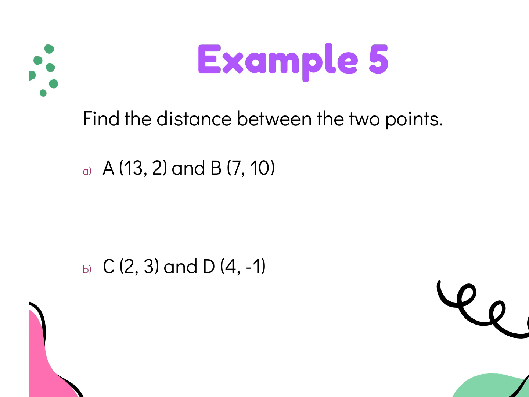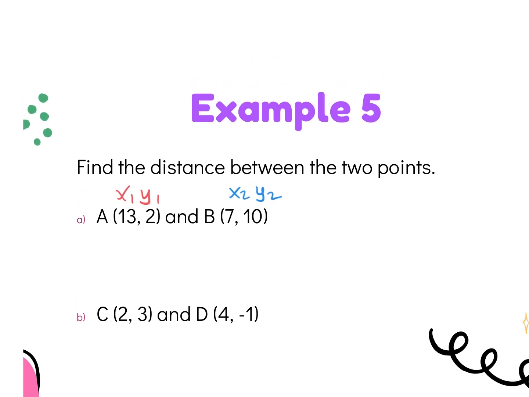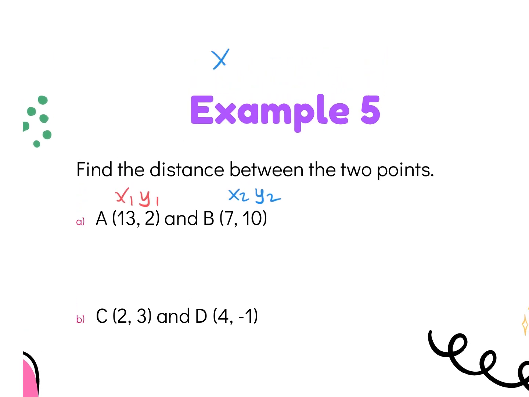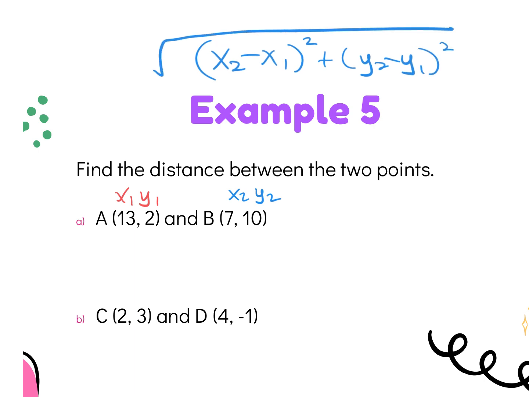So let's do the first one. Again, it helps me to label. This will be my ordered pair number 1. So I'm going to label this one as x1, y1, and this will be my x2, y2. I'm going to plug it into the formula. Remember, the formula is x sub 2 minus x sub 1 squared plus y sub 2 minus y sub 1 squared. So the midpoint, you add the x's and divide by 2. The distance, you subtract them.